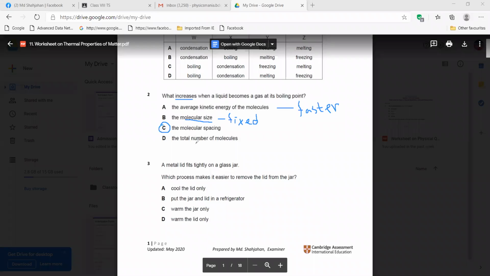Then D, the total number of molecules. The total number of molecules increases or decreases if we take some molecules from there, like we are taking some liquid from there. That time it happens, right? Otherwise, the total number of molecules will be fixed. This one is fixed, but this fixed is not like the molecular size fixed. Molecular size is always fixed, but this one is fixed unless we take some liquid from there.